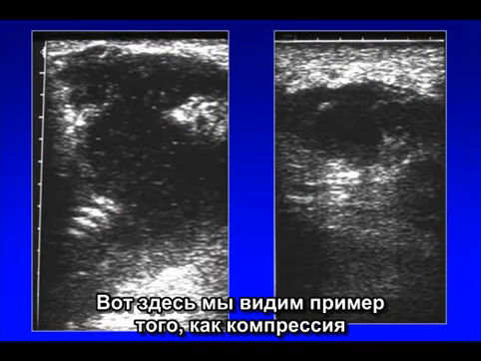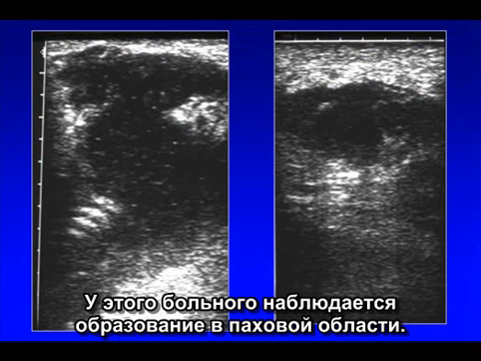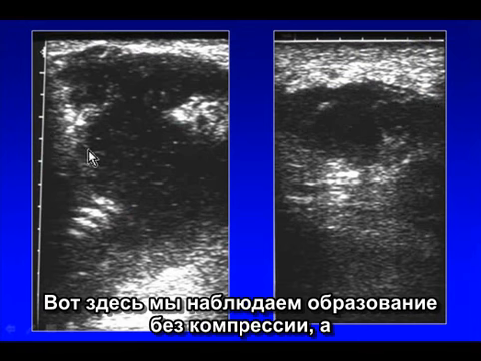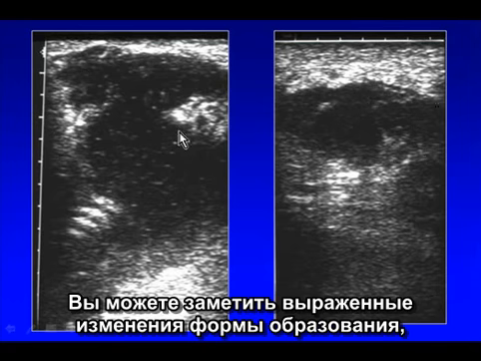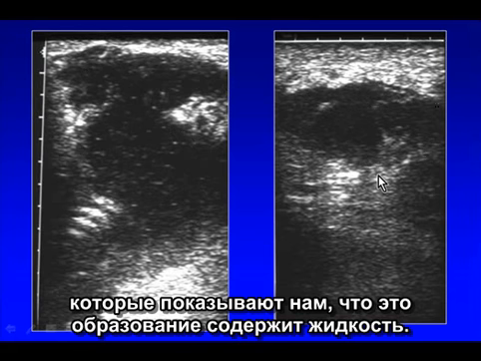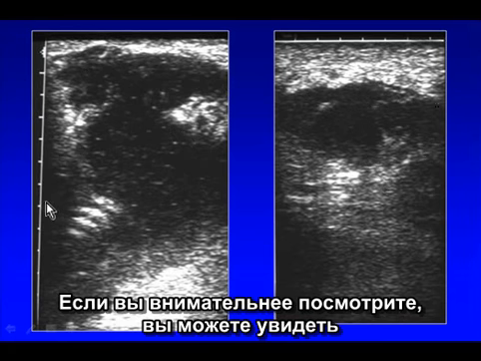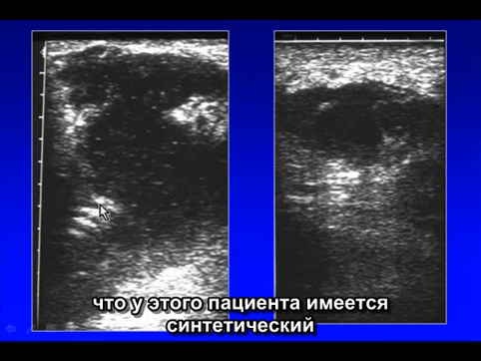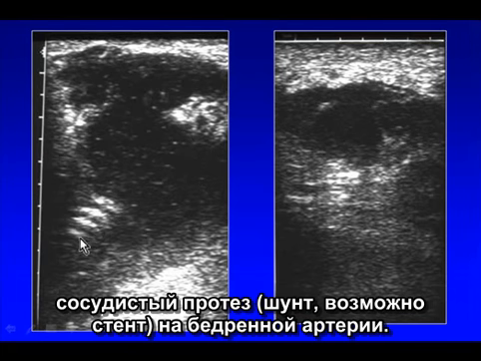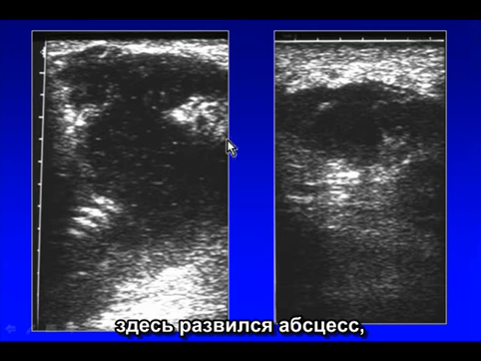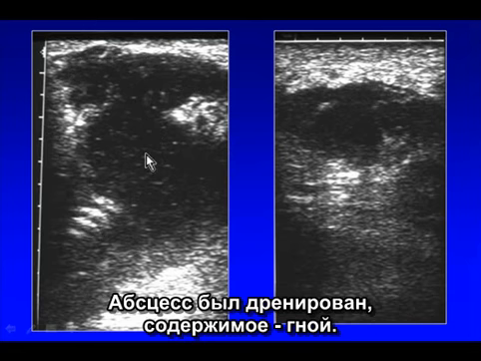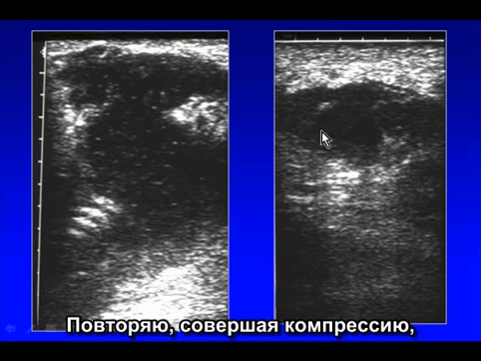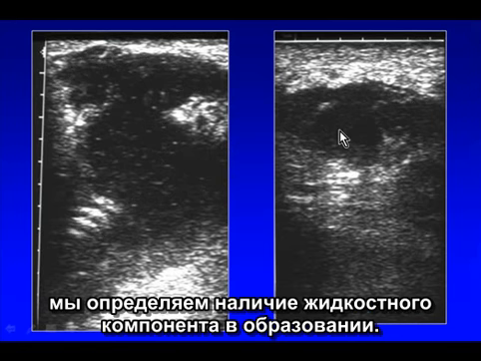Here's an example of how compression can give you an etiology of a lesion. This patient presented with a mass in the inguinal region, and this was the mass without compression, and here was the mass with compression. You can see that the marked change in the shape of the mass indicates that this is a fluid-containing mass. And if you look more carefully, you actually see that this patient had a failed femoral graft, and that is an abscess that has formed around this failed graft. You can see the internal echoes within this abscess, and we drained it out, and we got pus from this. But again, doing compression proves that it is, in fact, a fluid-containing structure.